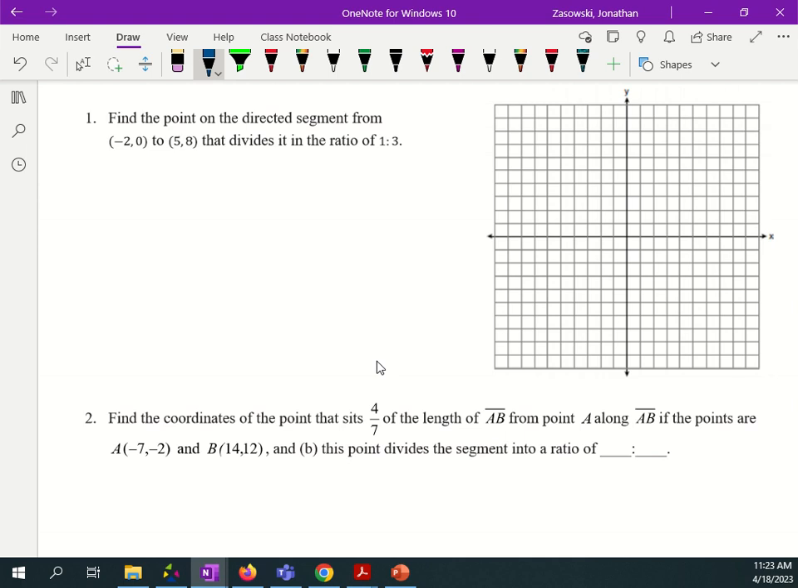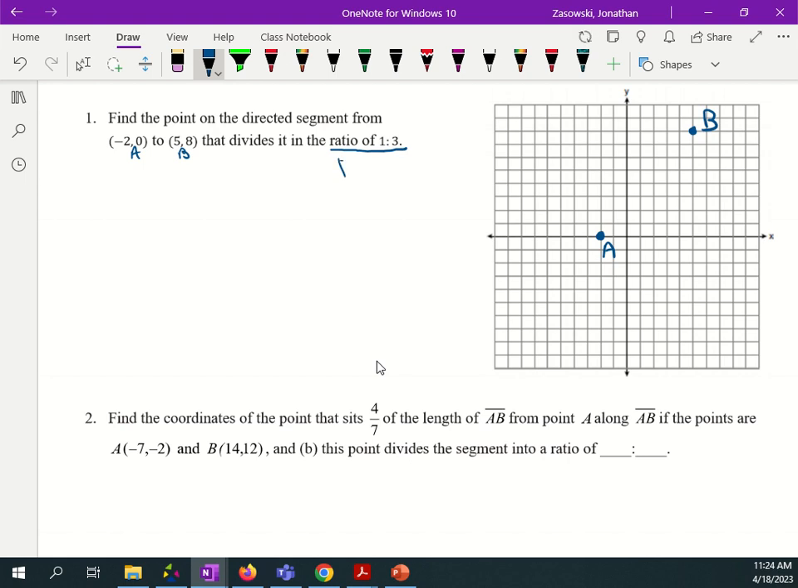So let's look at number 1. Find the point on the directed segment, that's what this is called, from negative 2, 0. So here's point negative 2, 0. Why don't we call this A, for lack of a better letter, and then 5, 8. There's point B. And we're cutting this in a ratio of 1 to 3.